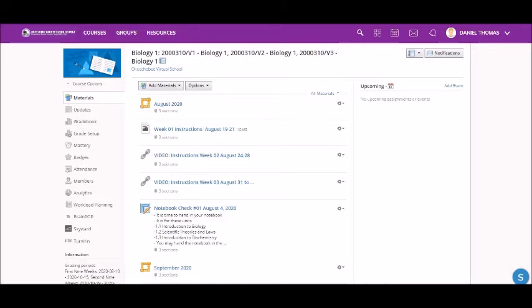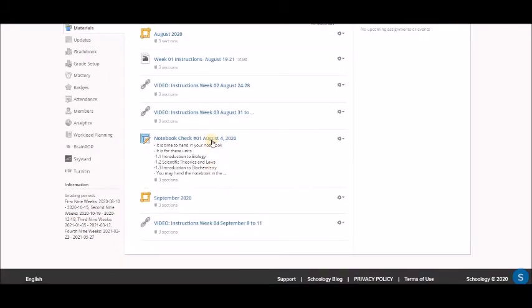I want to start right here in Schoology and show you all this old stuff, the stuff that says August, week 1, week 2, that sort of thing. Probably by the end of this week, I'm going to put that into its own folder that says August. It's still there if you need it, but I'm going to move it out of the way so that we can focus on September.